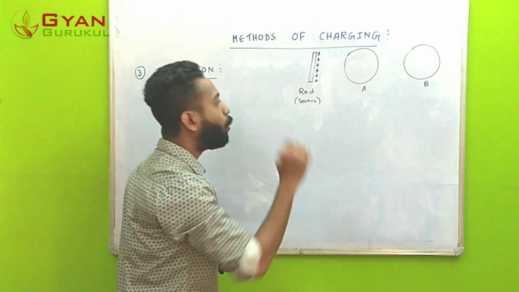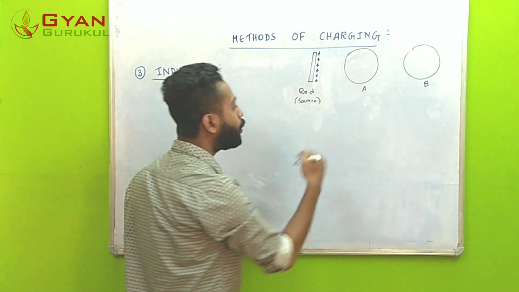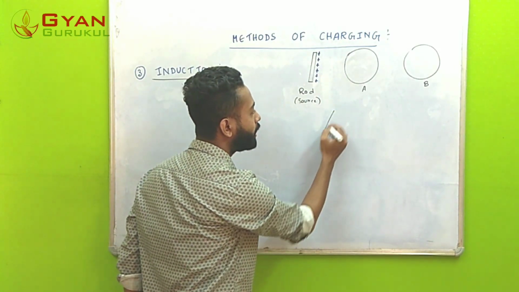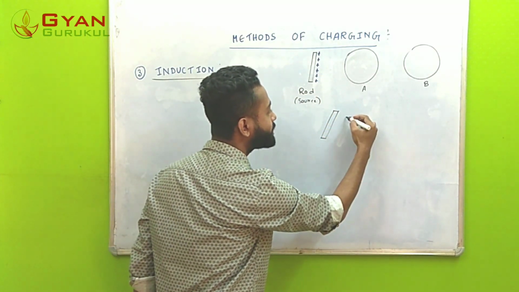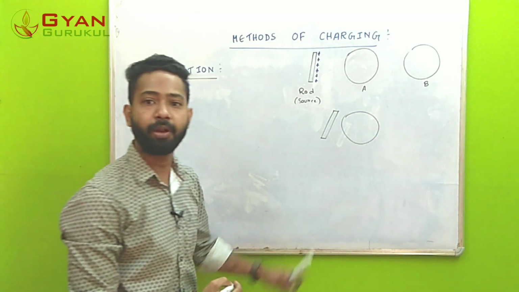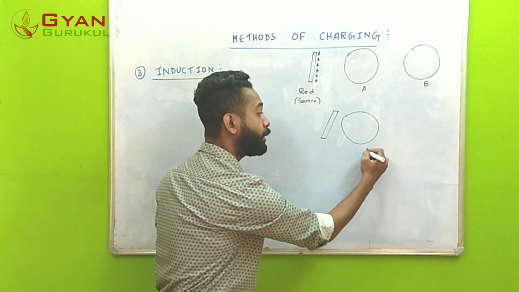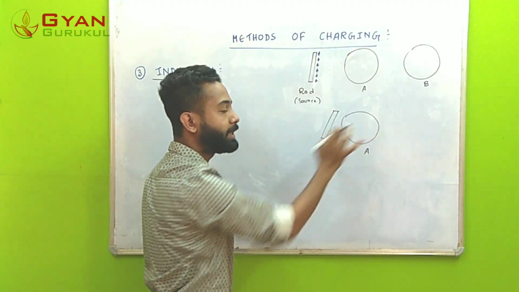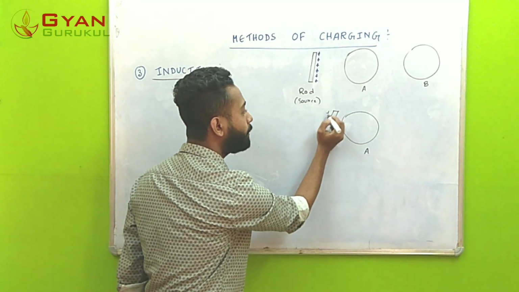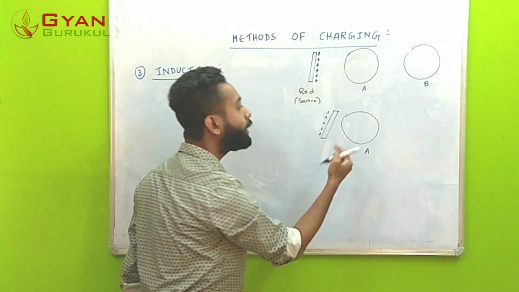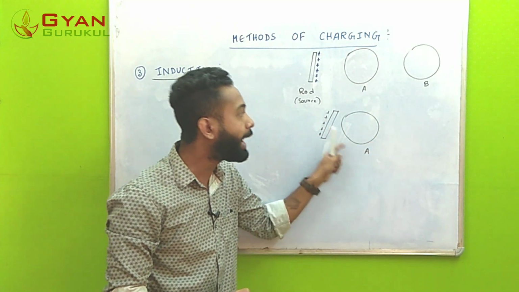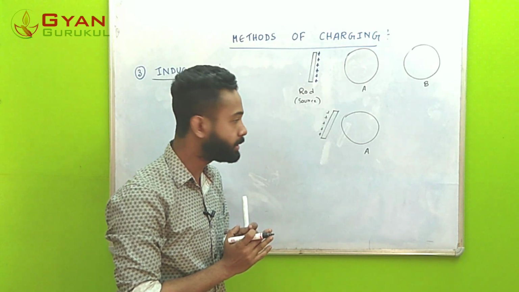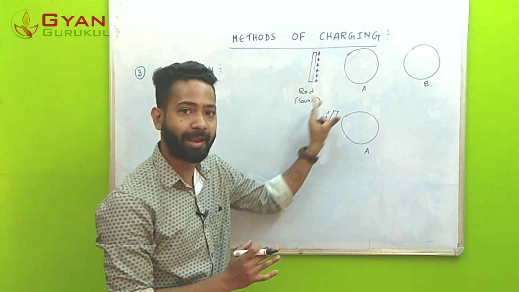Now what we are going to do is, first of all, take this positively charged rod and hold it fixed in front of conductor A. We are not going to touch it. Mind it, we are not touching it. We are just taking the rod very near to this particular conductor. The rod, being positively charged, is going to polarize this conductor. We are also going to talk about polarization in the later parts of the chapter, but right now try to understand what's going on here.